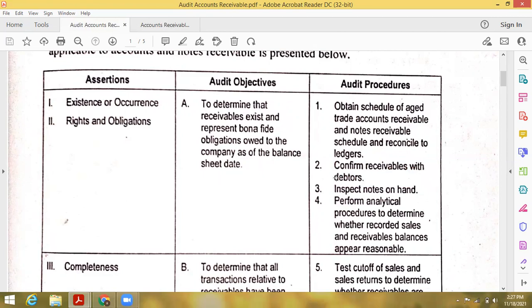Inspect the notes on hand. Kasi meron tayong notes to financial statements. Doon makikita mo rin yung breakdown ng receivables.